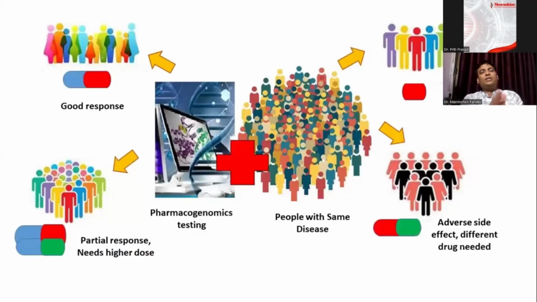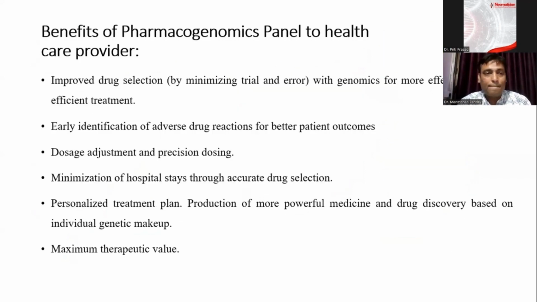Now, if we go for pharmacogenomic testing, we can either have a good response to that drug, or we can do dose adjustment. Because of that pharmacogenomic variant, the dose will be needed either in high dose or in low dose, or an alternative drug can be prescribed. So based on this, we can prescribe different drugs. We can see what the effect of different drugs is on an individual.